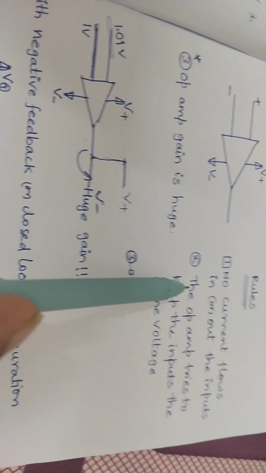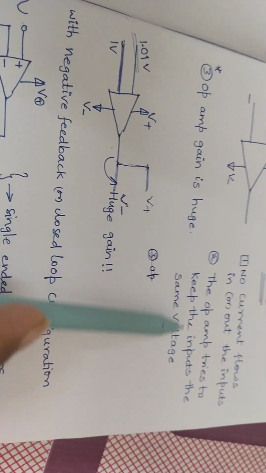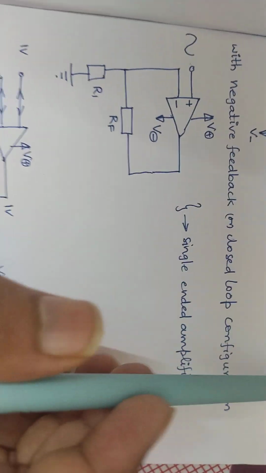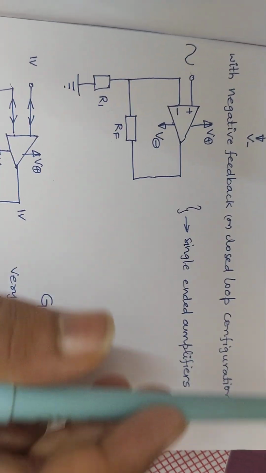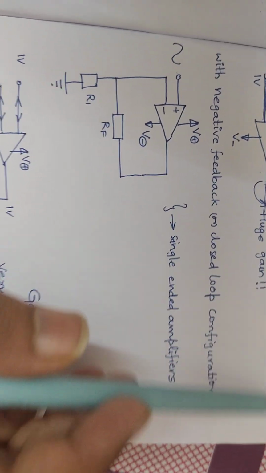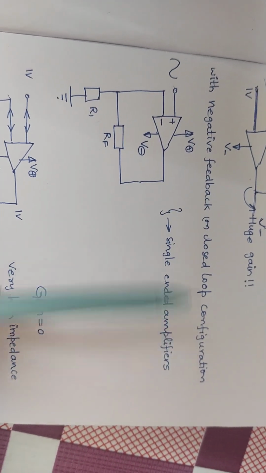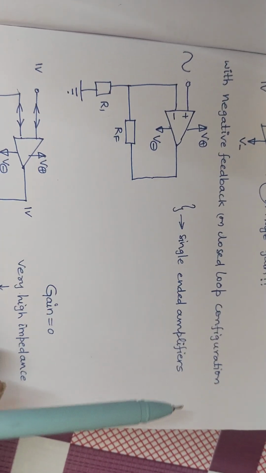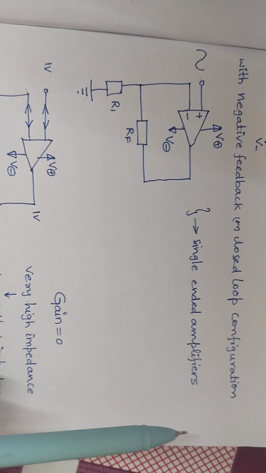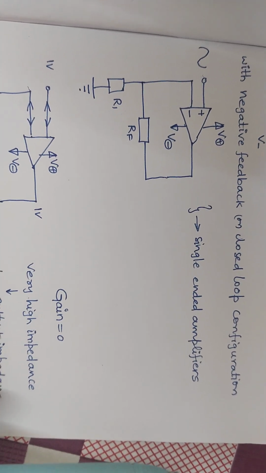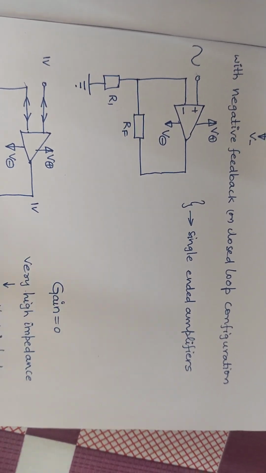The second rule says that the op amp tries to keep the inputs at the same voltage. This rule only applies to closed loop circuits, not to the open loop circuit, as it has no negative feedback. The op amp can't change the input voltage by drawing voltage, but it can do so with negative feedback. Only closed loop, with equal inputs.